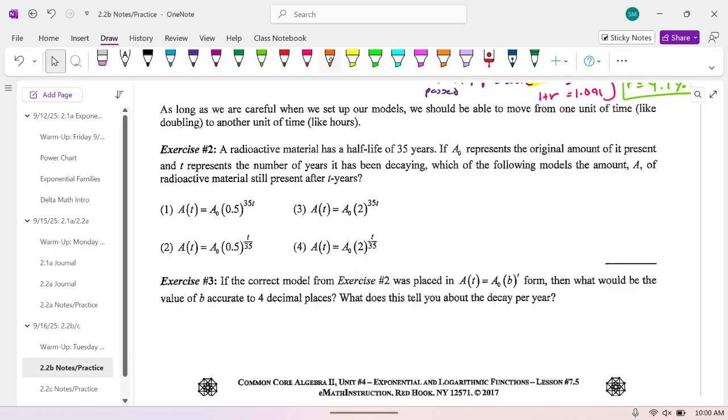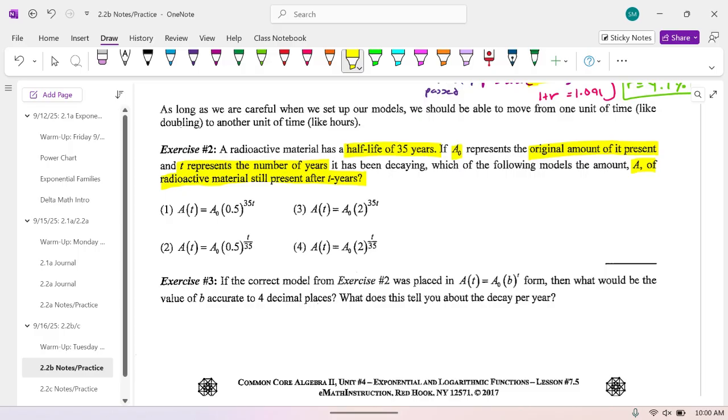Okay. Now, this next one: a radioactive material has a half-life of 35 years. A of 0 represents the original amount of it present, and T represents the number of years it has been decaying. Which of the following models the amount A of radioactive material still present after T years? So we're going to essentially do what we just did, but a lot shorter process.